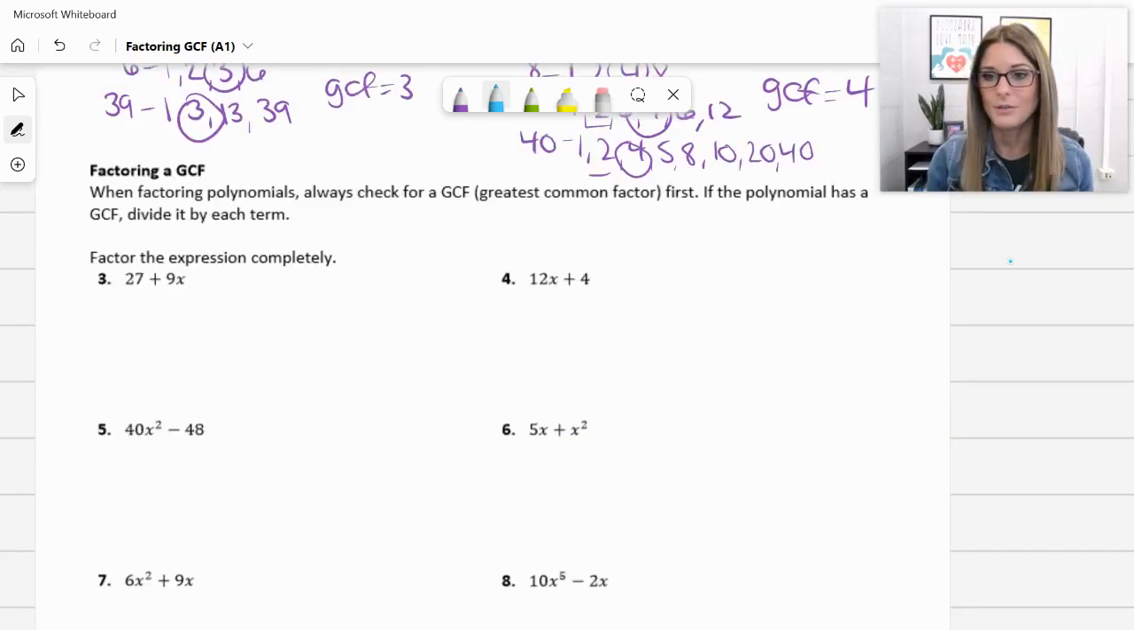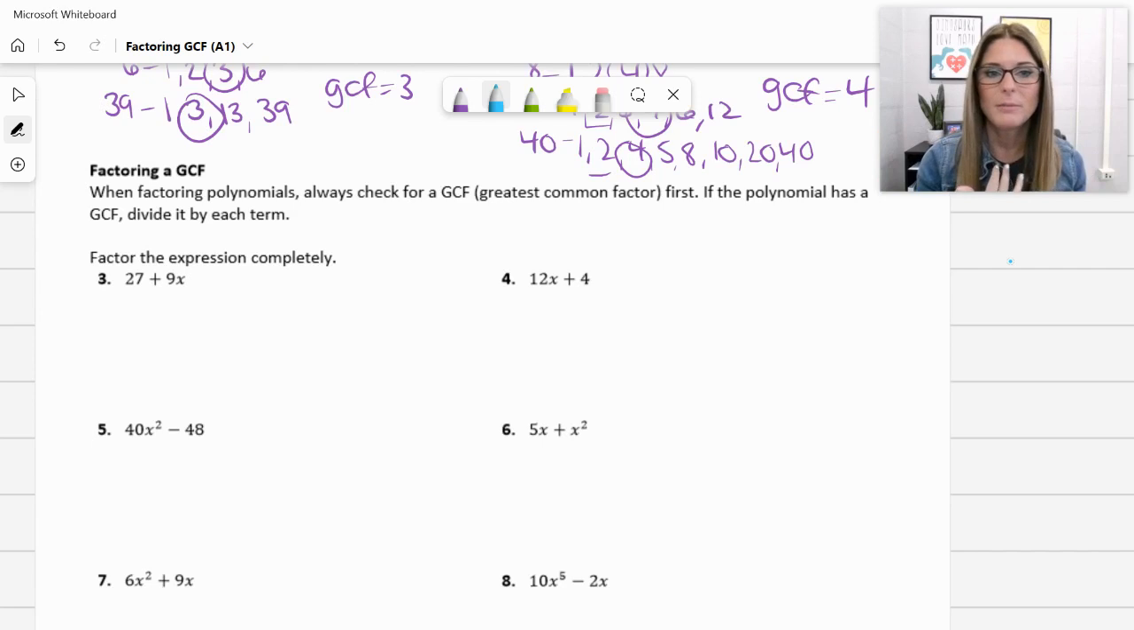So let's actually do some factoring with polynomials. We're going to take a polynomial, look for a GCF, and then factor it out. For you, this is like doing the backwards distributive property. We're going to pull the GCF to the front, set up some parentheses, and show what's remaining inside.